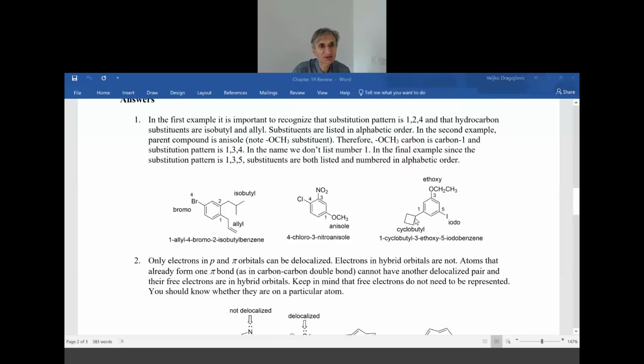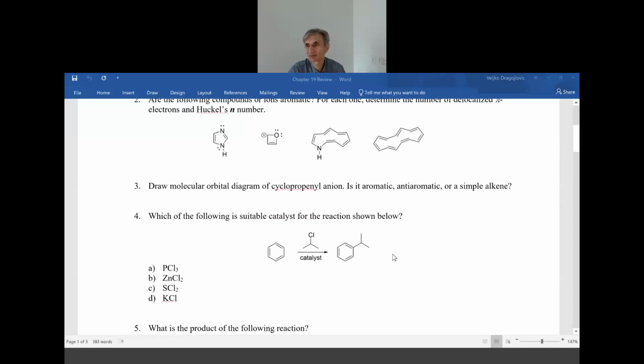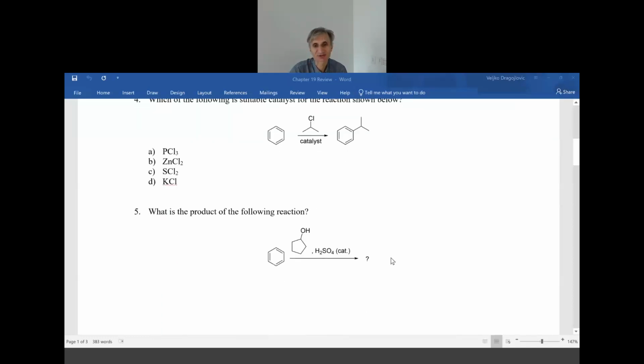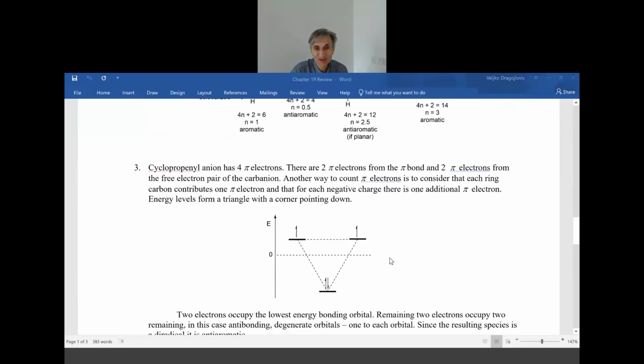Next one, number 3, is draw the molecular orbital diagram of cyclopropenyl anion. Is it aromatic, anti-aromatic, or simple alkene? A simple alkene is one that may have more than one double bond, but is not delocalized. Electrons are not delocalized, like cyclooctatetraene. So you use this mnemonic to identify energy levels, where you draw a 3-membered ring with a double bond, and then you have an ion there.